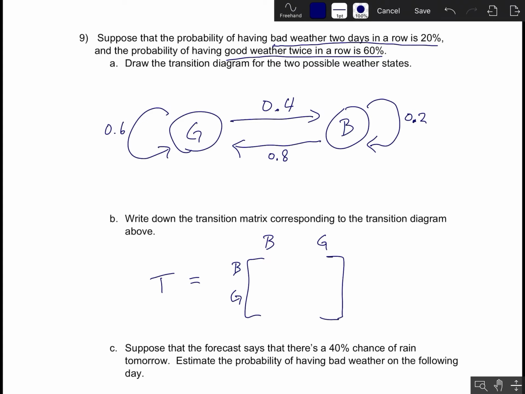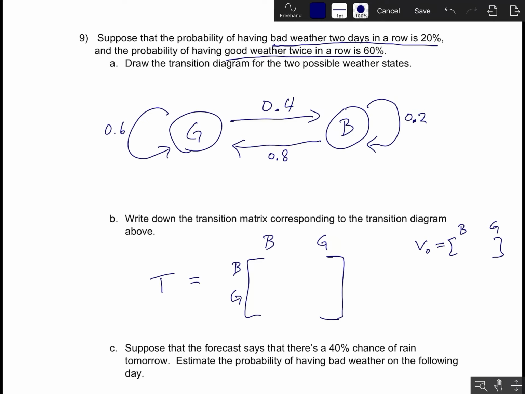So this is a perfectly good transition matrix, but you need to make sure that your transition matrix, if you choose the ordering bad and then good, that both the rows and the column order match, and also that for the states, we would have the same ordering. So we would have bad and then good. So as long as you're consistent in whatever ordering you choose for your states, then everything will work out fine.